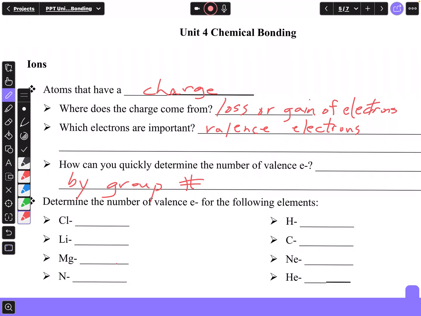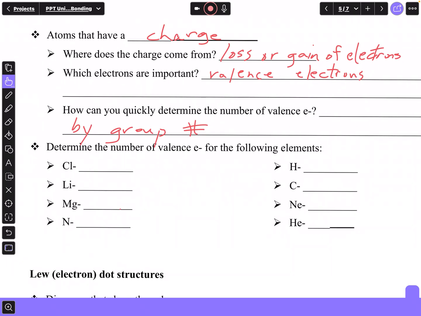They're the ones that atoms are going to lose or gain to try to become stable, because the reason elements try to bond to one another is because they're not stable in nature by themselves. It all has to do with not having a full outer shell. So to determine the number of valence electrons that each of these elements has, I just look at the periodic table and go by it.